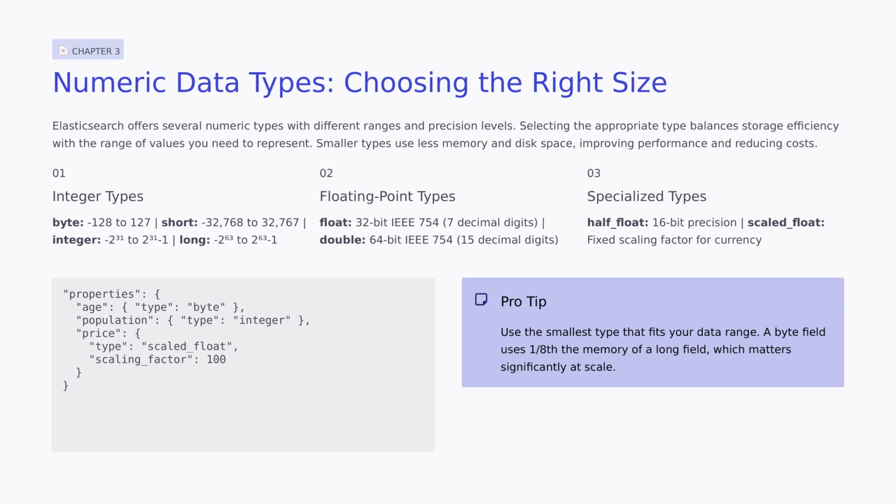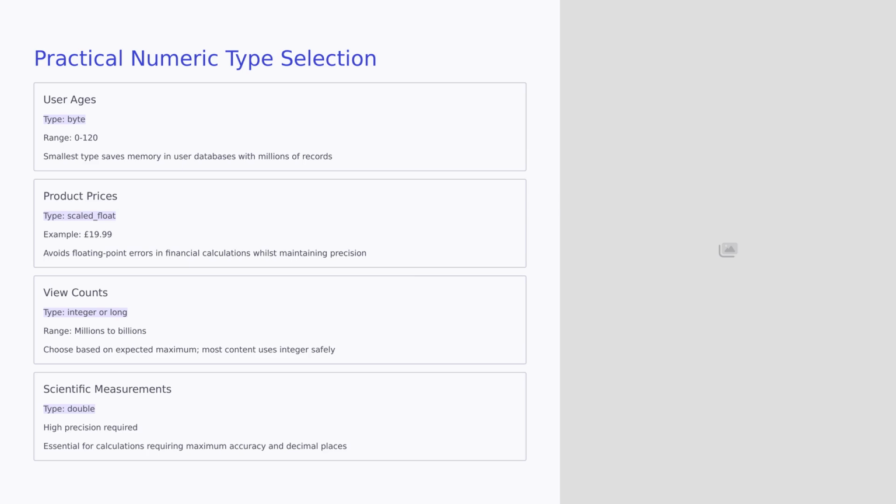Are you ready to dive into the world of numeric data types in Elasticsearch? Let's explore how choosing the right size can optimize storage efficiency and performance. From integers to floating point and specialized types like half_float and scaled_float, each option offers a unique balance of range and precision. Remember, selecting the smallest type that fits your data range can make a significant impact, saving memory and costs at scale. So, which numeric type will best suit your needs? Consider the possibilities wisely.